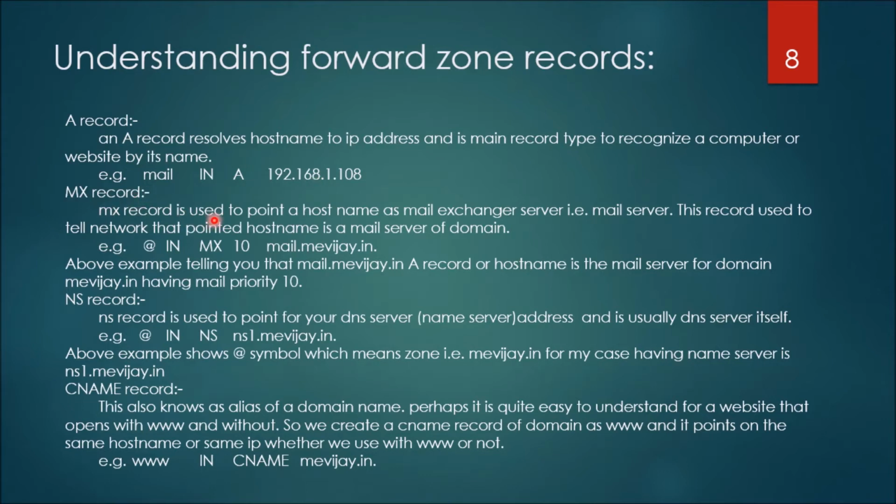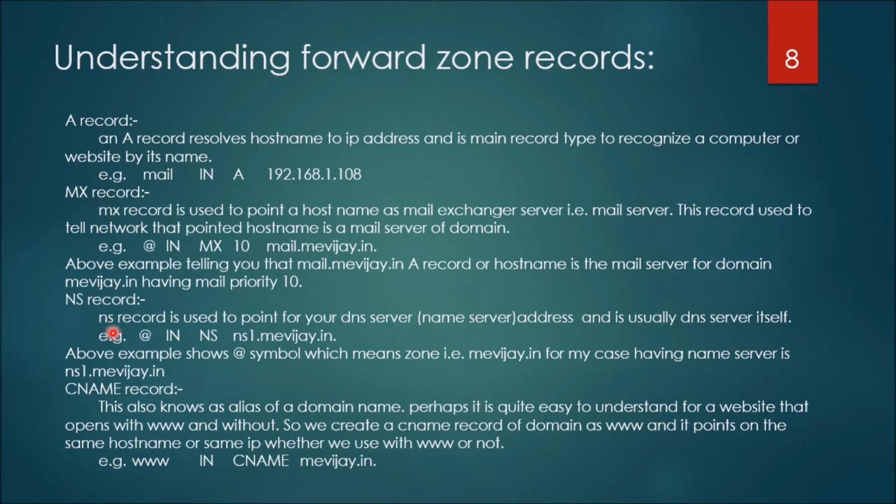It should resolve to this IP address. I'm telling in DNS zone configuration. All right, the MX record is actually the mail exchanger record. So if I put an MX record, that means I'm telling that this mail.mevijay.in server is my mail server. All right, so the above example is telling you that mail.mevijay.in is an A record, or host name, which is the mail server.